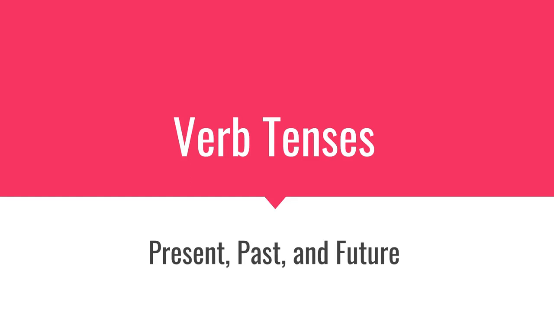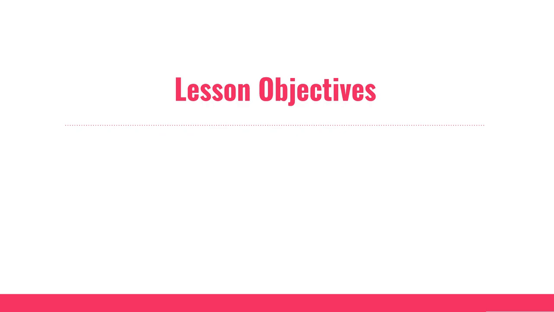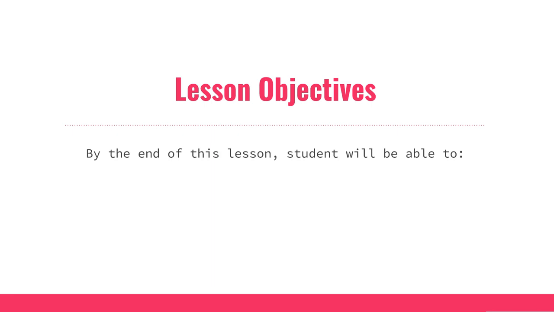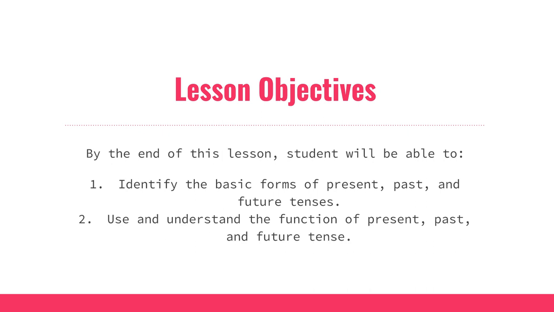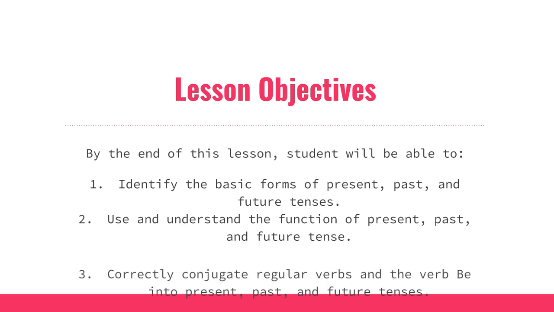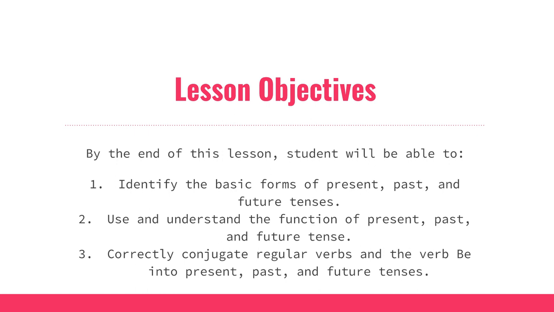This lesson starts with verb tenses, specifically the present, past, and future tense. So by the end of the lesson, you guys will be able to identify the basic forms of present, past, and future tenses, and use and understand the function of present, past, and future tenses. You will also be able to correctly conjugate regular verbs into the present, past, and future tenses.